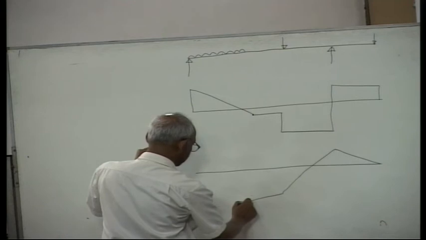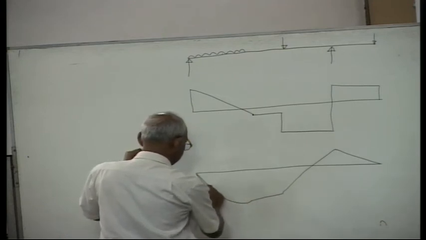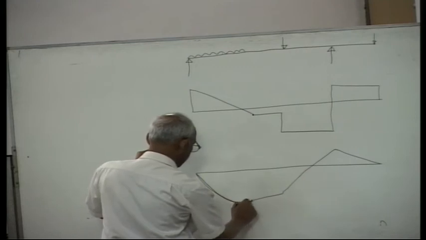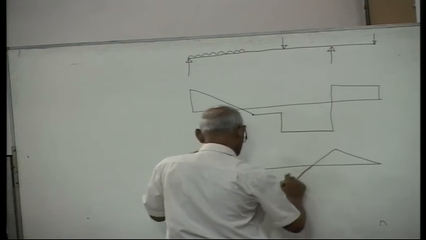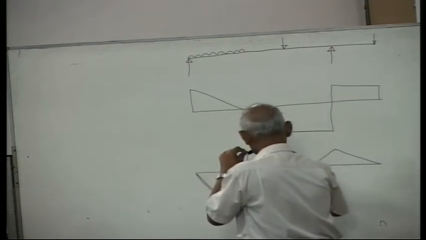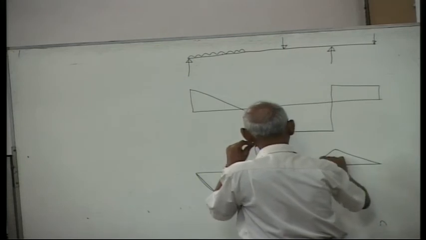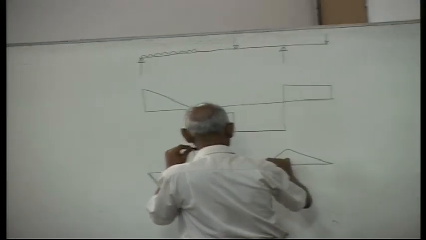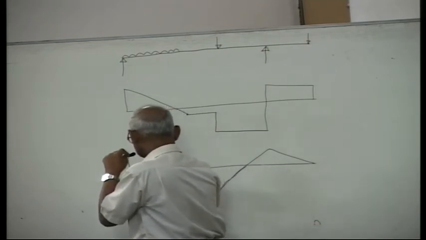Do something like this, and do something like this, right? So this part of the bending moment line will be straight, that part of the bending moment line will be straight, right? But this part will be curved, right?